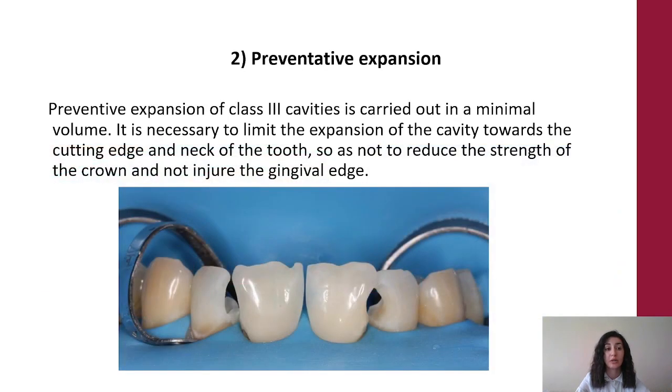Preventive expansion. Preventive expansion of Class 3 cavities is carried out in a minimal volume. It is necessary to limit the expansion of the cavity towards the cutting edge and neck of the tooth so as not to reduce the strength of the crown and not injure the gingival edge.